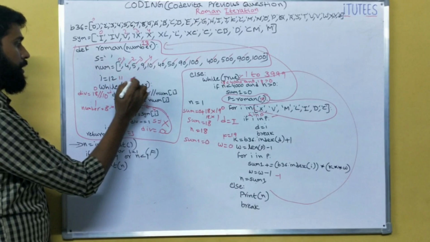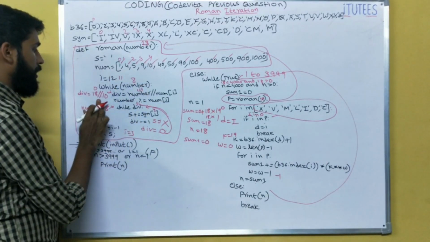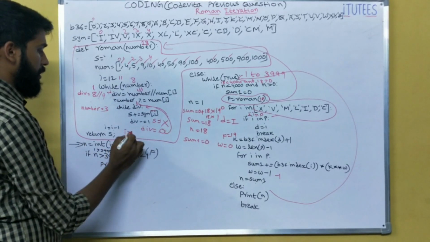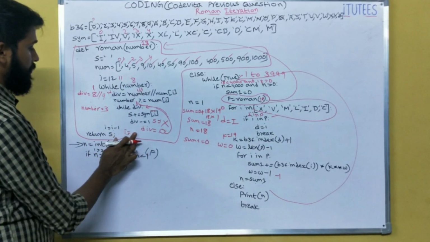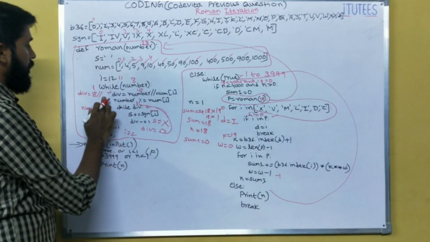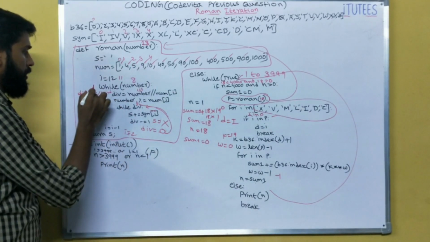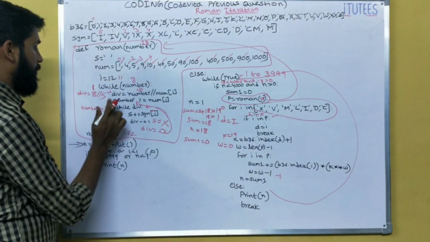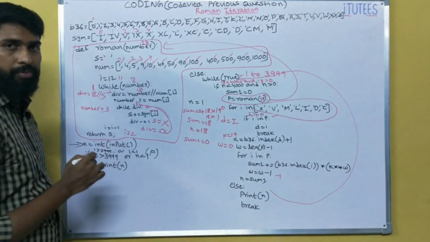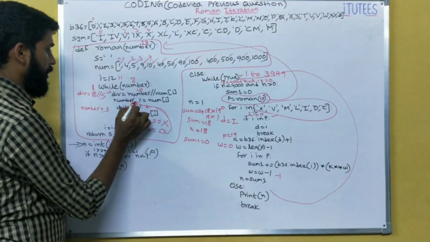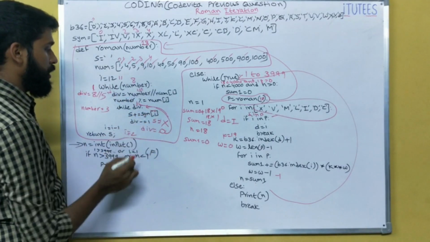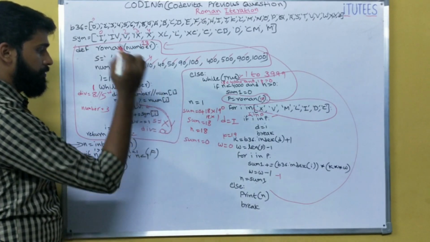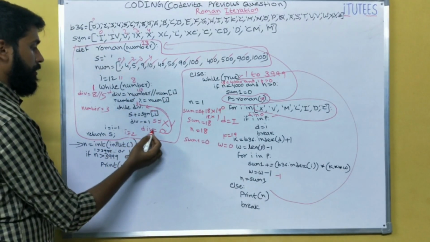What is the number now? It is 8. Div 8 by 9 false. After that I becomes 2. So next 8 by 5 it returns 1. So that means next we enter into the number. The remainder is 3. While div, what is the div? 1. S equals S plus sym of I. What is the 2? Sym of 2 is V. That means XV. Next div equals 0.